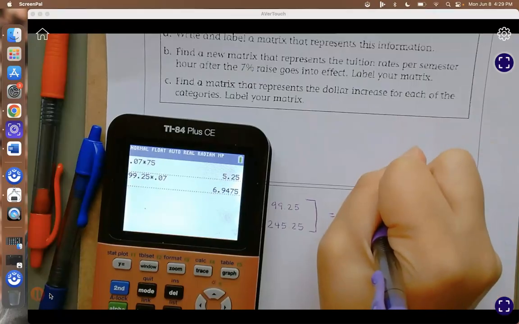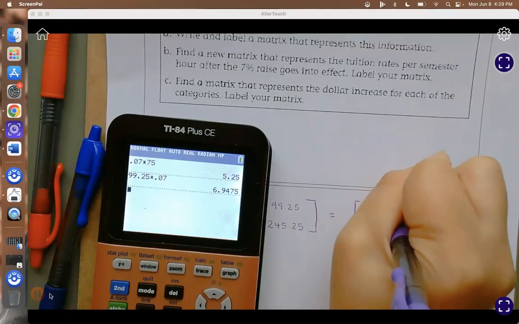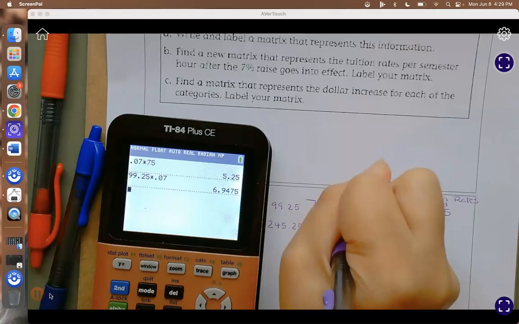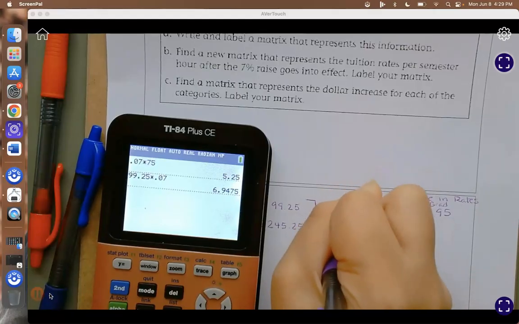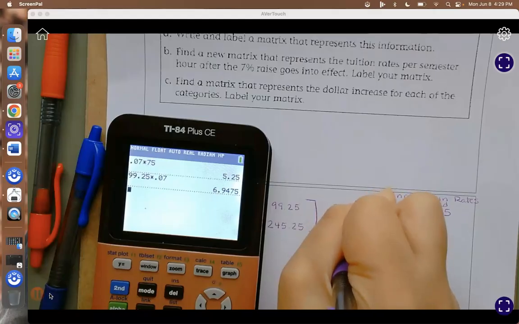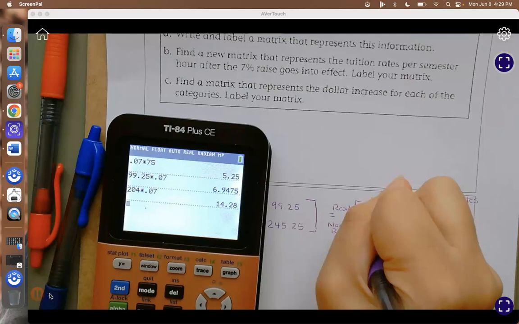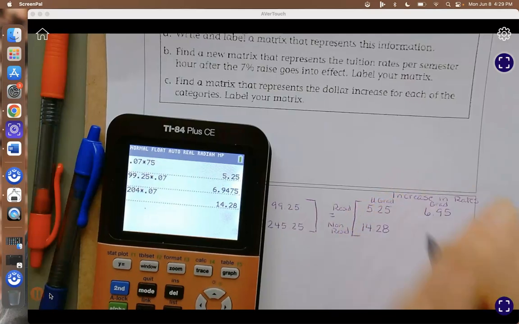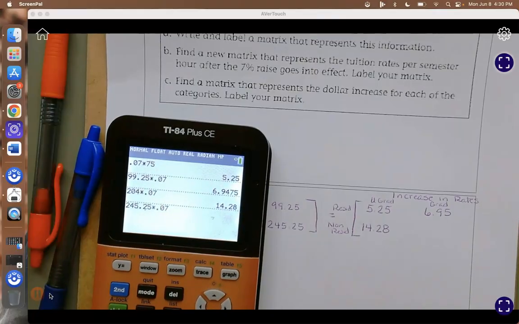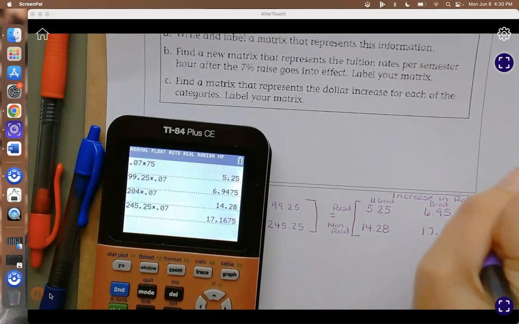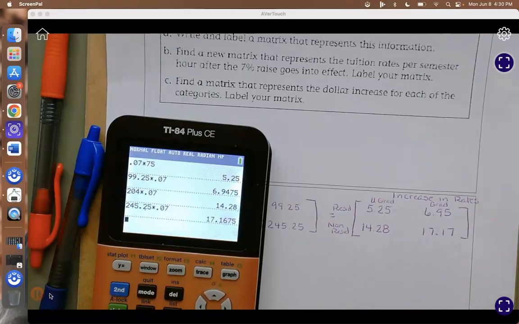And this is undergrad and this is grad. This is resident, and this is non-resident. So like in-state, out-of-state. Okay, so 204 times 0.07 is 14.28. And 245.25 times 0.07 is 17.17. Okay, so that's how much it's going up.